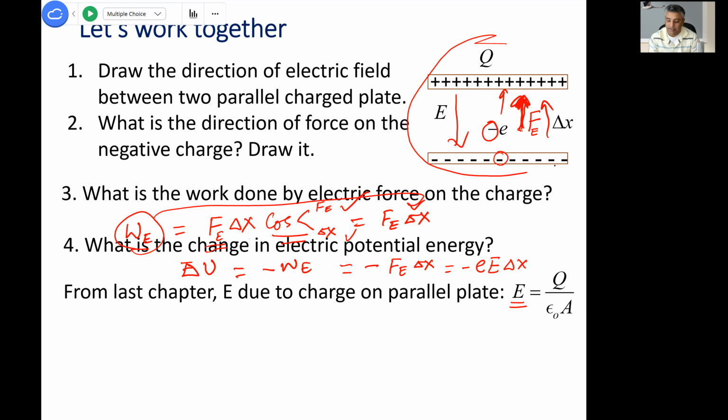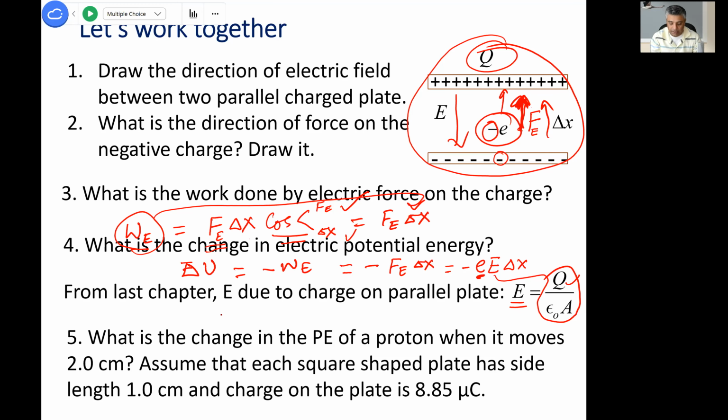Now, since this is the source of uniform electric field from two plates, we learned in the last chapter that E can be written something like this. And see, this q here came from the test charge that's moving, right? And this Q is the source charge on the plate. So keep that in mind.